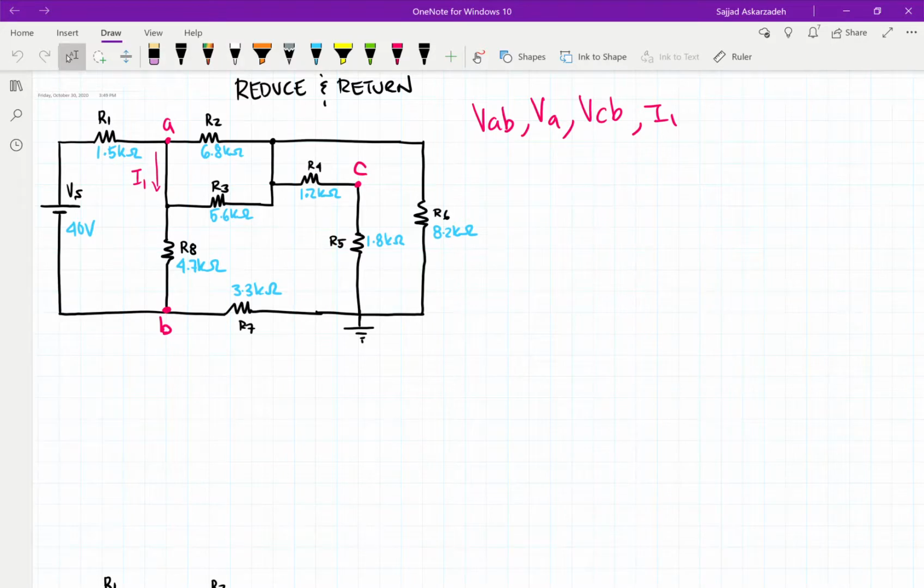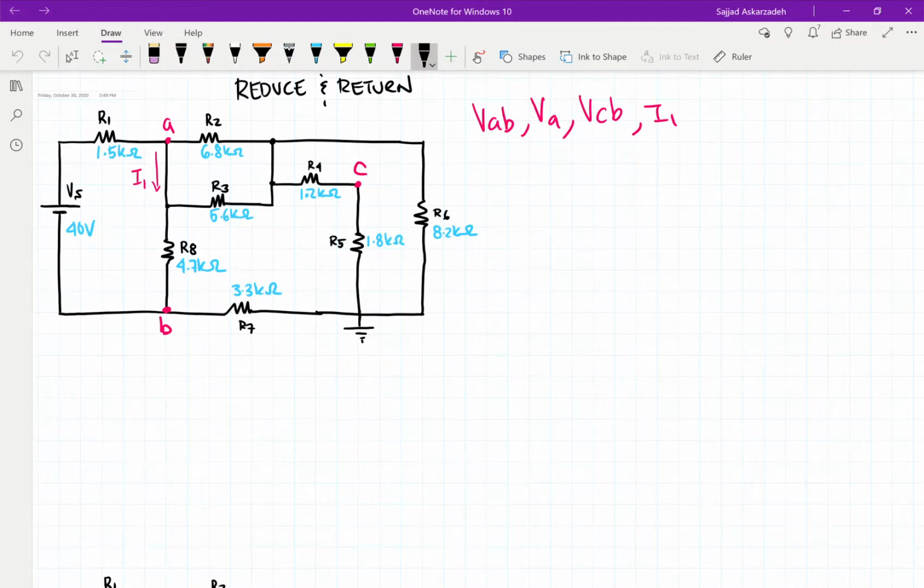Hello. This video is an example of reduce and return and how to do reduce and return. We will be finding VAB, VA, VCB, and I1 using the reduce and return method. So we're going to go ahead and get started.